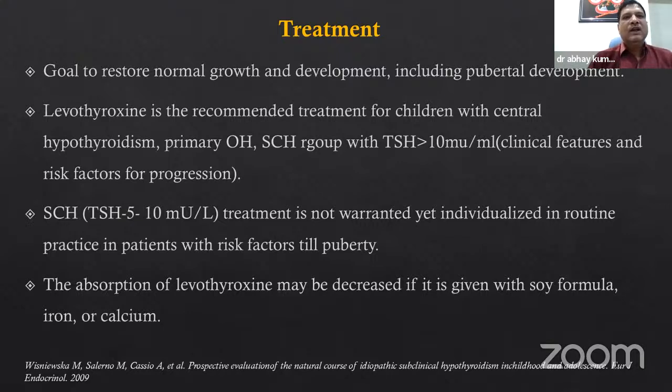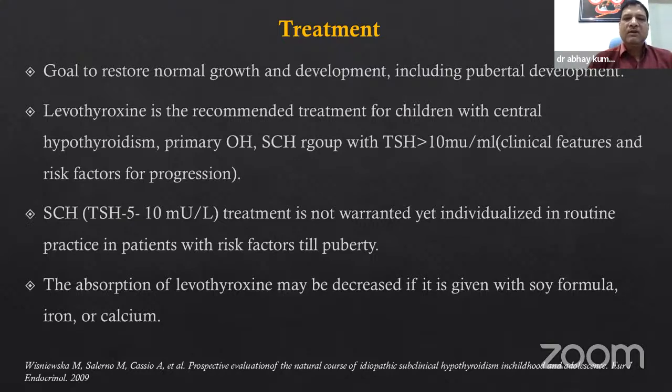So the treatment goal is to restore normal growth and development, including pubertal development. Levothyroxine is recommended as treatment for children with central hypothyroidism, primary hypothyroidism, or subclinical hypothyroidism with TSH more than 10. If someone has TSH between 5 to 10 with goiter and TPO antibody positive, then they probably want treatment. But if TPO is negative and there is no goiter, they can follow up. In follow-up, if TSH shows a rising trend, again, they need treatment.